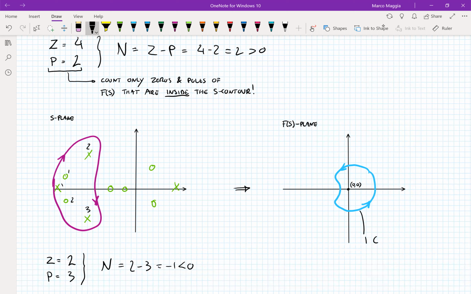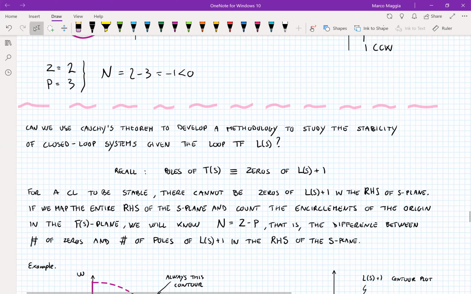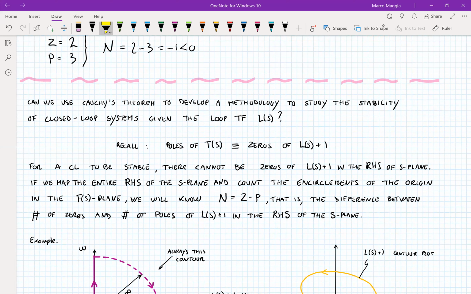So this is the application of the Cauchy's theorem. Quite easy, right? Now, how can we use the information that we know, that is the results of the Cauchy's theorem, in order to find the stability of a closed loop system? Well, first of all, recall what I said in the beginning. That is, the poles of T of s are equal to the zeros of L of s plus 1.